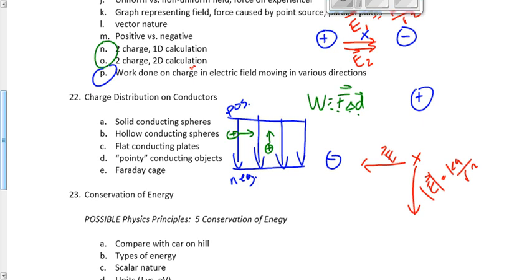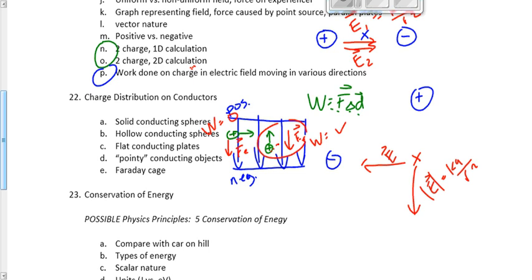The electric force is downwards. Okay, that's parallel to this one. So work is done when it's parallel. If the electric force on this one is downwards, then that force and that displacement aren't parallel. So there would be no work done on that one. There would be work done on this one, because the force is parallel to the displacement.